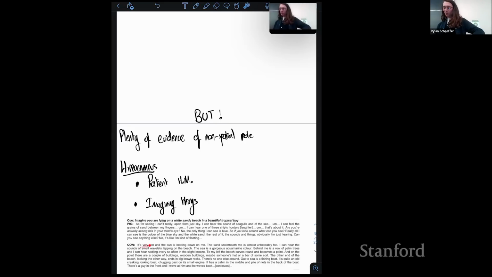And so the control, this bottom one, says things like, it's very hot and the sun is beating down on me. The sand underneath me is almost unbearably hot. I can hear the sounds of small wavelets lapping on the beach. The sea is gorgeous aquamarine color. So a nice lucid description of this beachy scene.